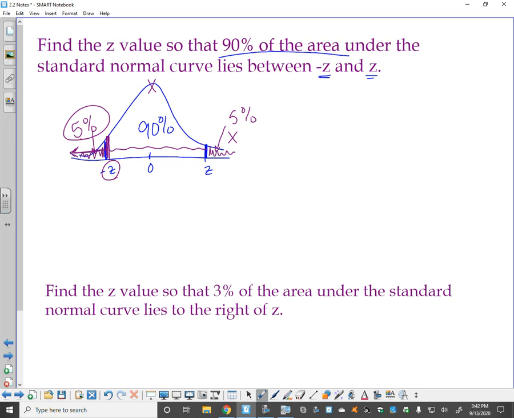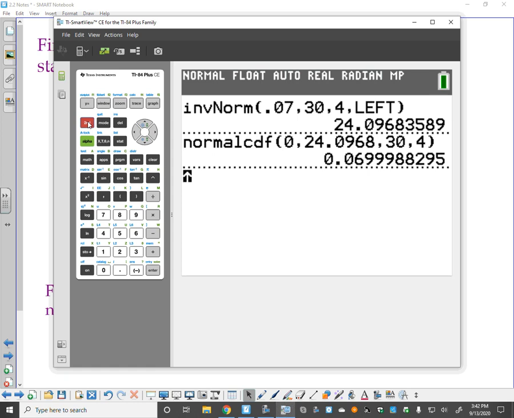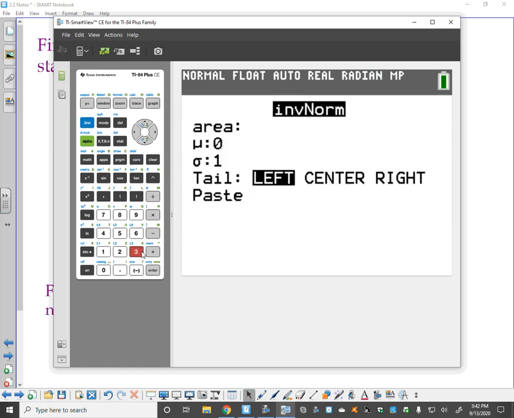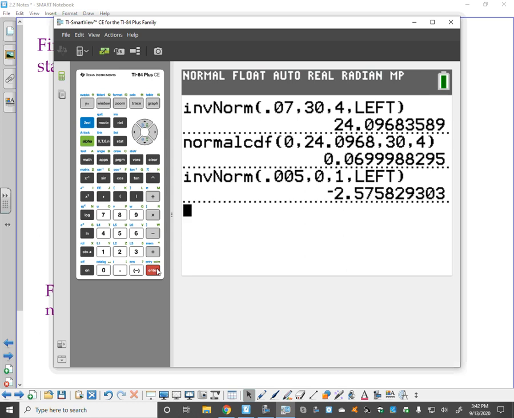Now again, I was given area, so this is inverse norm. 5%. This is a standard normal curve, so I'm 0 and 1. I'm going to take my calculator. I'm going to inverse norm. My area was 0.05 with a 0 and a 1. And I got negative 2.576. Make sure you're rounding correctly.